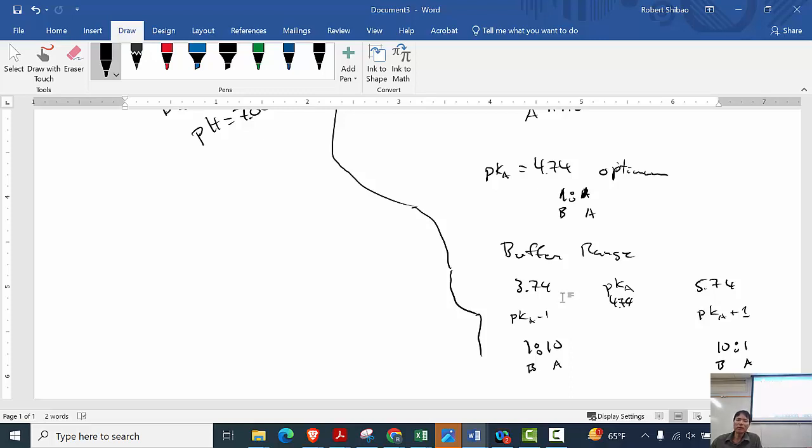But if you want to go up to pH 7, so this would be about 6. If we go to 7, that would be 1 more power. And so this would be closer to what? So for example, 5.74 to 6.74 would mean that we would be at pKa plus 2. If we're at pKa plus 2, what is the base to acid ratio? 100 to 1.